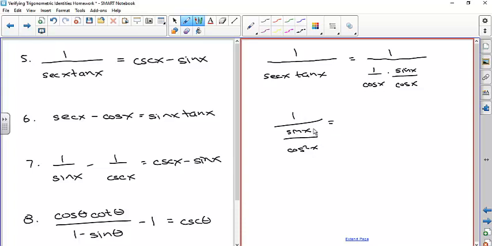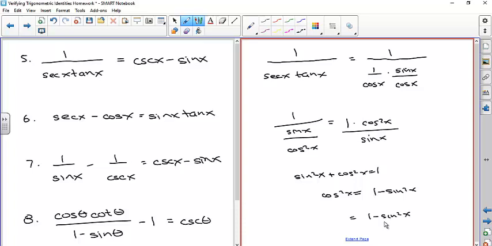But dividing by something is like multiplying by the reciprocal. So we get 1 times the cosine squared of x over the sine of x. But the cosine squared we can rewrite using the Pythagorean identity, sine squared of x plus cosine squared of x equals 1. If I solve for the cosine squared, I'll have 1 minus sine squared of x, so I can plug that into here. So I have 1 minus the sine squared of x divided by the sine of x.